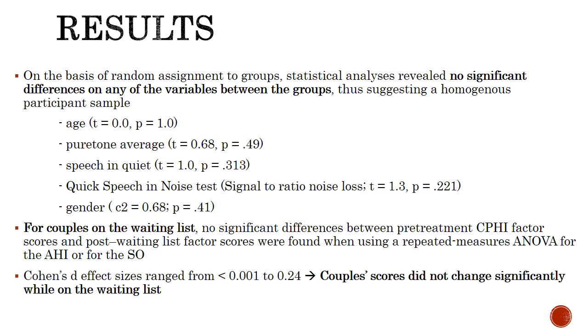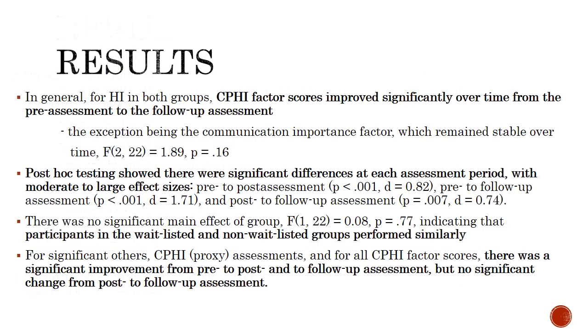Therefore, according to this measure, the couple's scores did not change significantly while they were on the waiting list. For the present study, in general, for hearing impaired in both groups, CPHI factor scores improved significantly over time, from the pre-assessment to the follow-up assessment. Post hoc testing showed there were significant differences at each assessment period, with moderate to large effect sizes.